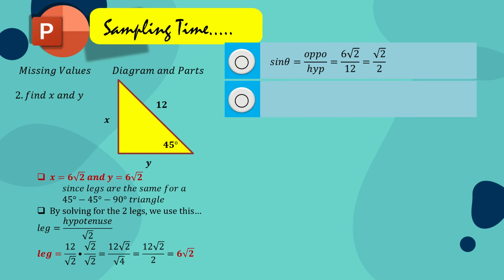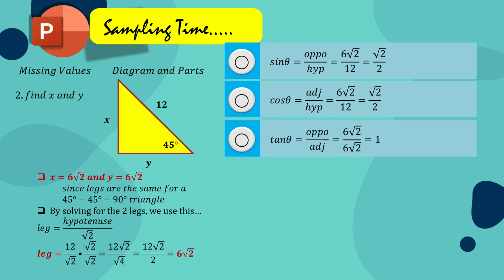Cosine function. Cosine function is equal to adjacent y over hypotenuse 12. Our y is still 6 square root of 2. So 6 square root of 2 over hypotenuse 12. So it is the same as the sine function. The 6 of 12 is reduced to 1/2, or simply square root of 2 over 2.